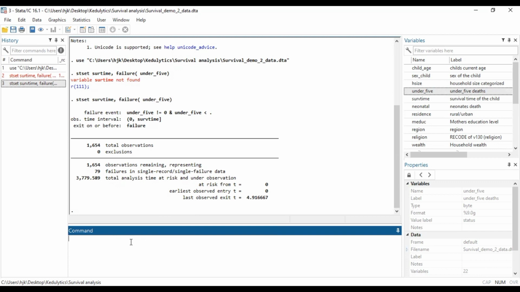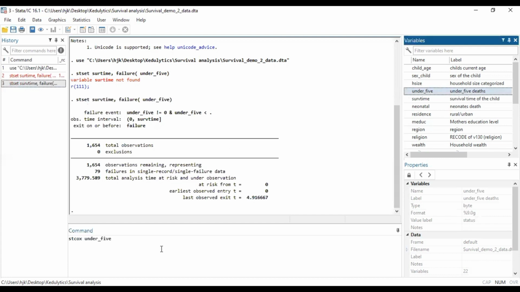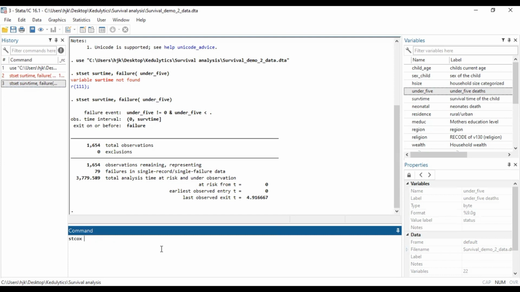The code we need to run the Cox proportional hazard ratio is stcox. Unlike the normal regression model, where we have to include the outcome variable as the first variable after the command, for the Cox proportional hazard ratio analysis we don't need to select the dependent variable, because it will automatically pick it. So we just go ahead to add the independent variables of interest.